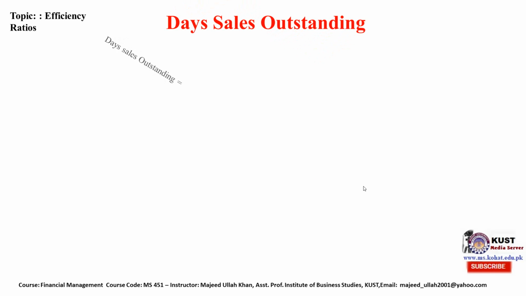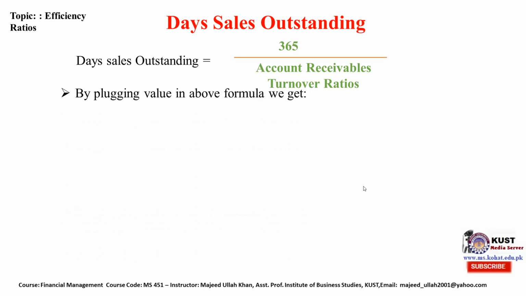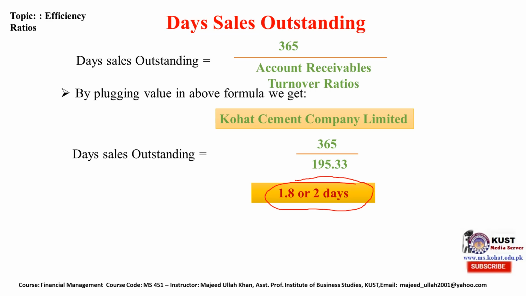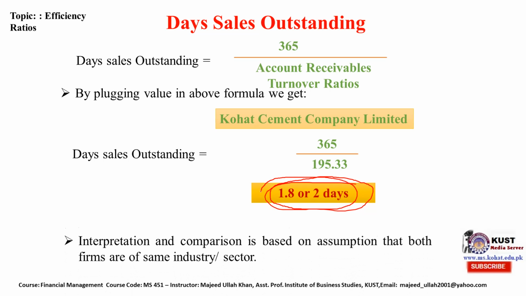Now day sales outstanding is 365 divided by the account receivable turnover ratio. Plugging values for the cement company, day sales outstanding is 365 divided by the turnover ratio, which is 195.33. It took 2 days to collect our receivables, or to convert our receivables into cash.